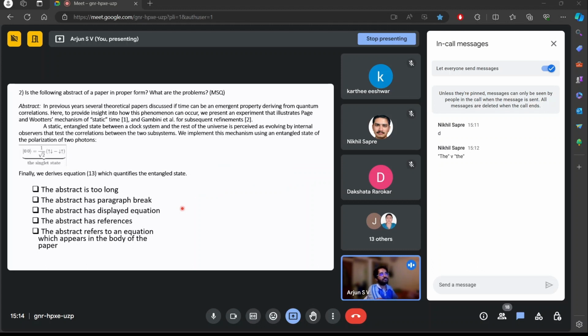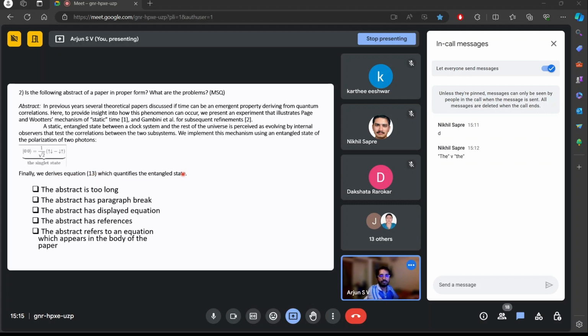So, question number two: is the following abstract of a paper in proper form? What are the problems? It is a multiple select question, which means multiple answers are correct. The abstract says, in previous years, it is okay, I might skip reading the abstract. It's a pretty short abstract, and it has some equations and also some references, and they finish the abstract saying, finally we derive equation number 13 which quantifies the entangled state.